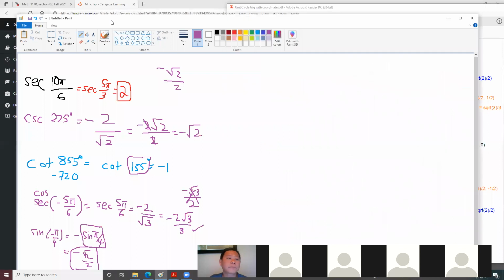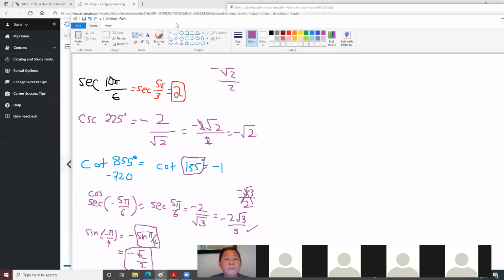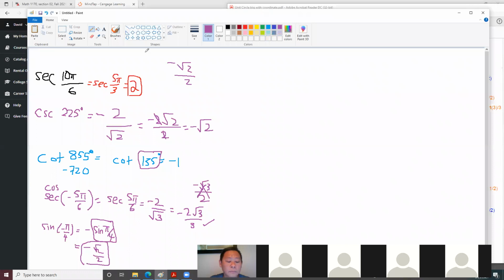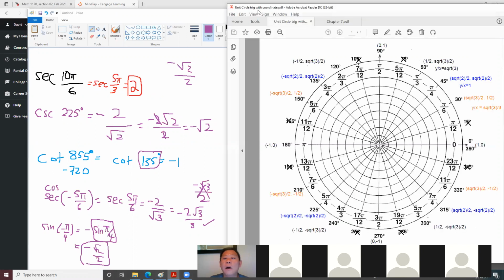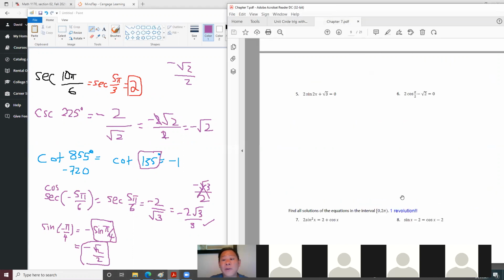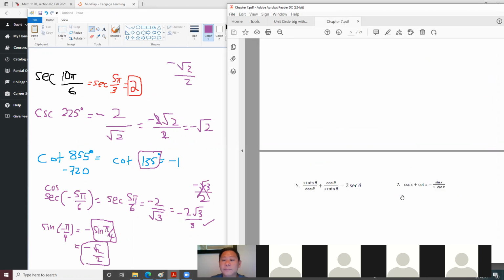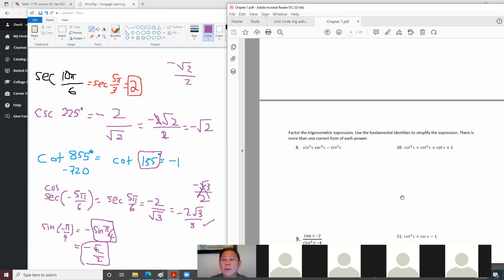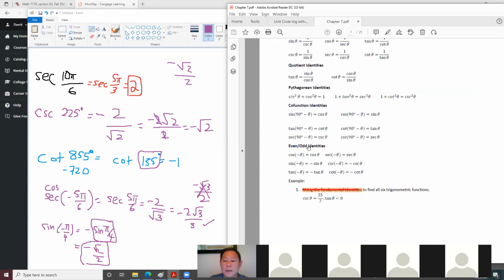Questions? Anyone? So for secant, why did you remove the negative? Because it's an even function. It's one of the even-odd identities, which is right on here. So if you have a secant with a negative, the negative is removed. Same thing with cosine. See that?